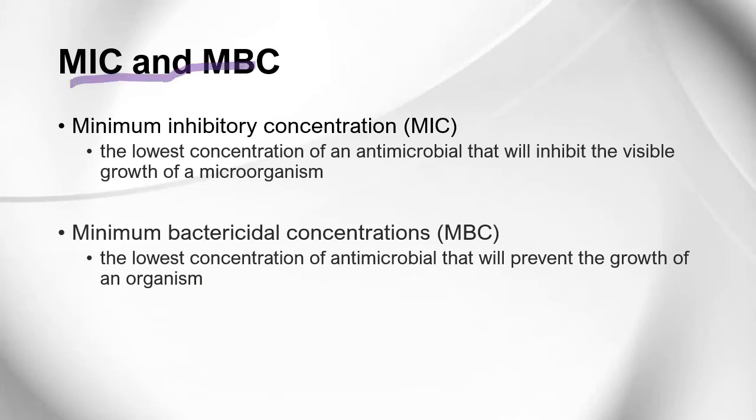Okay, MIC and MBC. MIC and MBC are the gold standard in susceptibility testing. Based on the MIC and MBC, the susceptibility of the particular organism will be determined. Minimum inhibitory concentration, or MIC, is the lowest concentration of antimicrobial that will inhibit the visible growth of a microorganism. So with MIC, the antibiotic just inhibits the growth of the microorganism. On the other hand, minimum bactericidal concentration, MBC, is the lowest concentration of an antimicrobial that prevents the growth of the organism, which means it fully kills the bacteria.